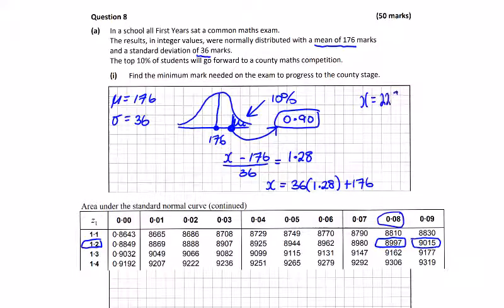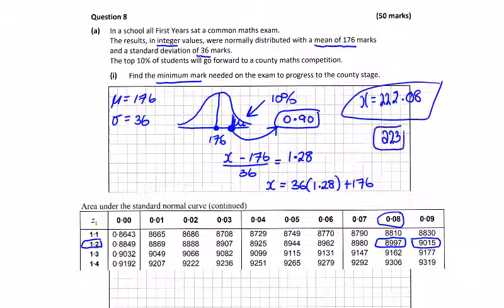Now read these questions carefully. 222.08 is the exact value, but these marks are integer values, and we're looking for the minimum mark. So 222.08 is not an integer value, and the minimum integer value, 222, will be too low. So it would have to be 223 here.